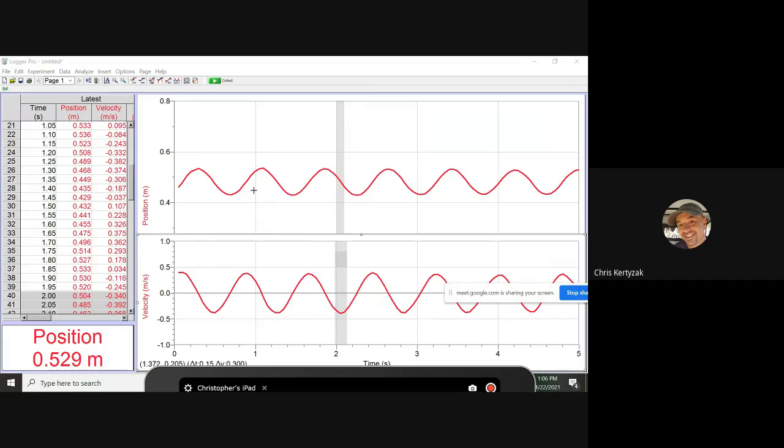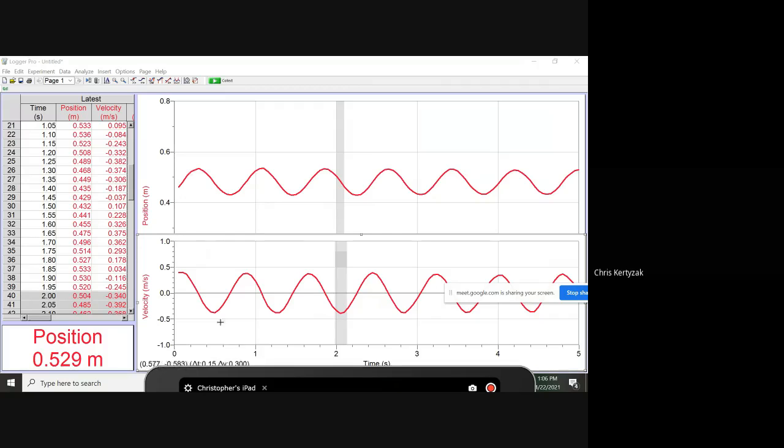So there's three graphs: position versus time graph, velocity versus time graph, and then we'll talk about the acceleration versus time graph, and then we have to model those. That will be the next lesson on how we model those.